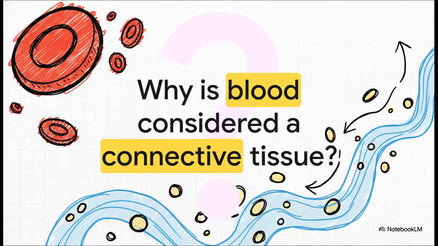So why is blood a connective tissue? The answer is actually quite simple. It's because blood fits our main definition perfectly. Remember what that was? It has to have cells, and those cells have to be in a matrix. Well, blood has cells, doesn't it? Things like red blood cells and white blood cells. And it has a fluid matrix, which we call plasma. The cells are just floating around in this plasma. And of course, it connects our entire body by moving important things around.